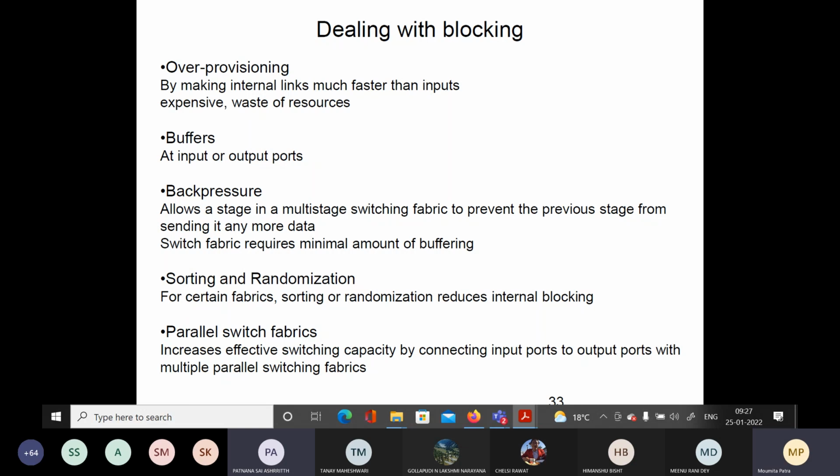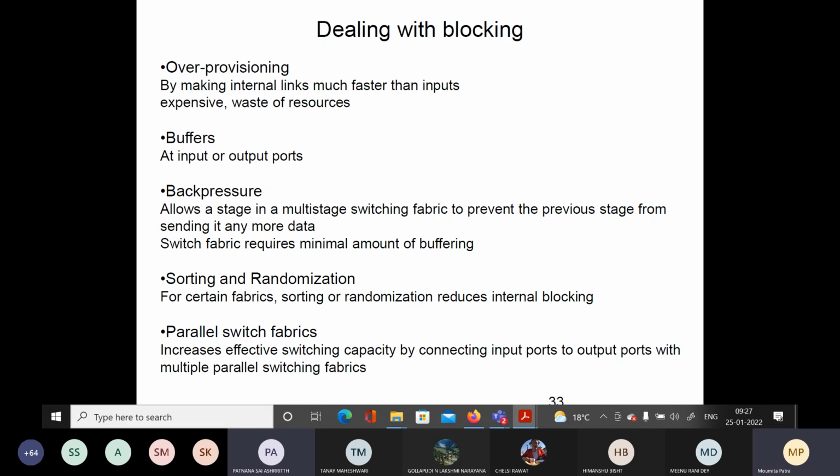Any more data. Okay, so this will allow the switch fabric to have very little buffering, because anyway the next stage is going to inform you that you are causing congestion. Okay. So that is what back pressure is.